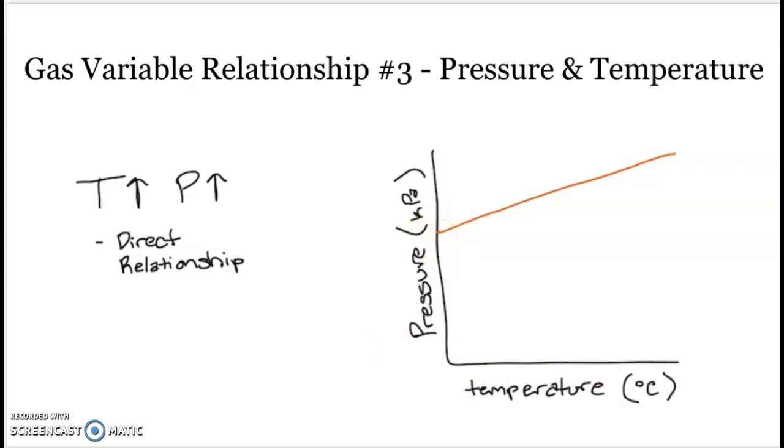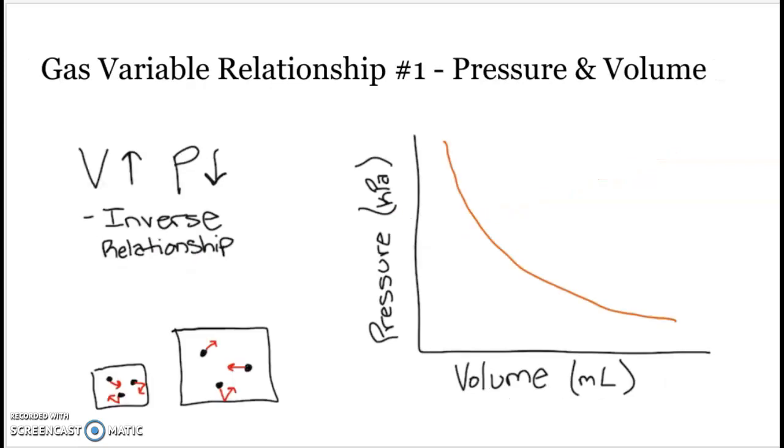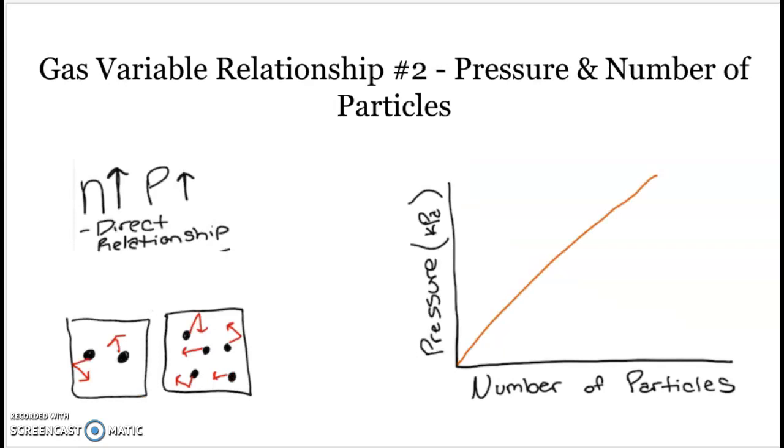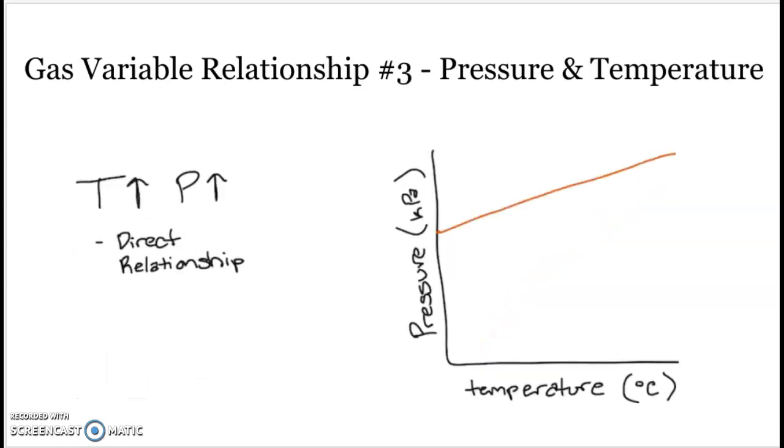All right, so let's review. Pressure and volume: as volume increases, pressure decreases. This is our inverse or indirect relationship. As the number of particles increases, pressure also increases. This is our direct relationship, and this is also a direct relationship. As temperature increases, pressure increases.